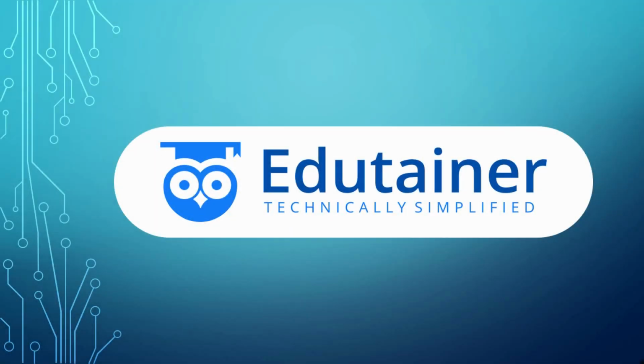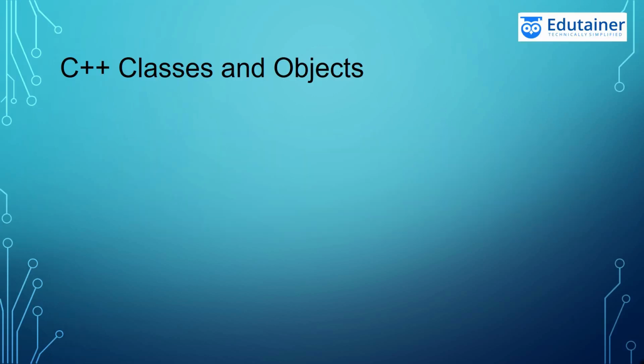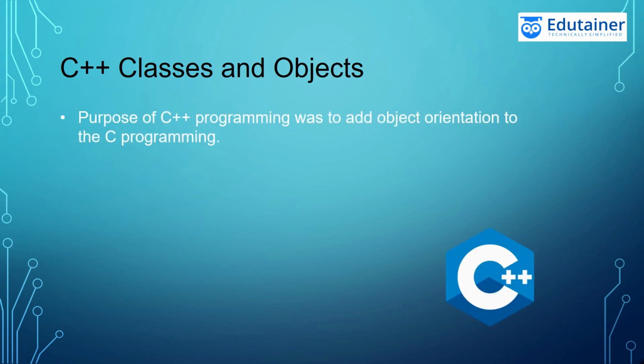In this lecture, we will be completing all the topics of object oriented. So we will be starting a new module. So let's start. C++ classes and objects. What was the purpose of C++? As we all know, the purpose of C++ is to add object orientation to the C programming.